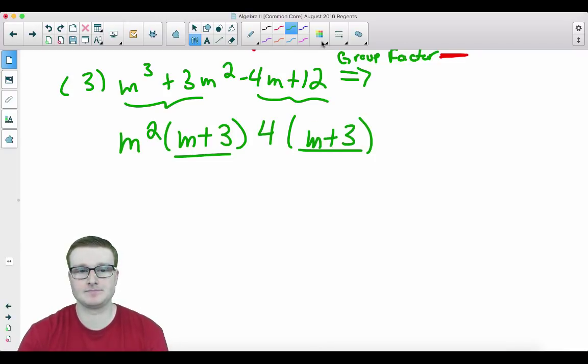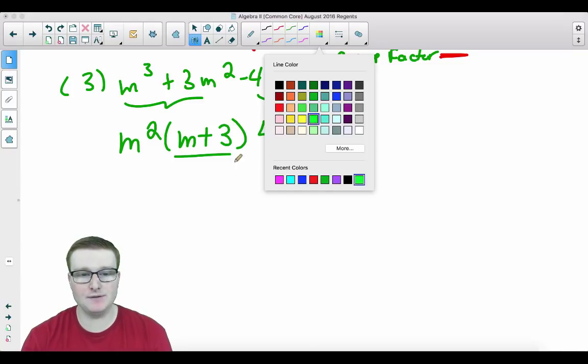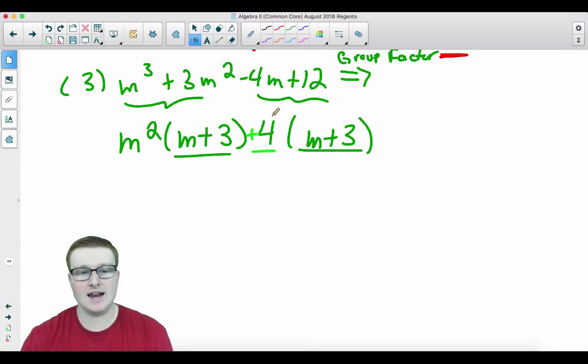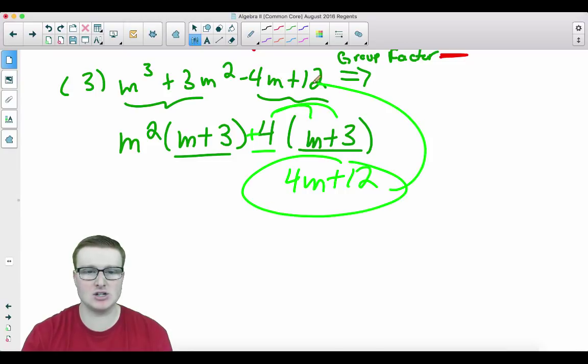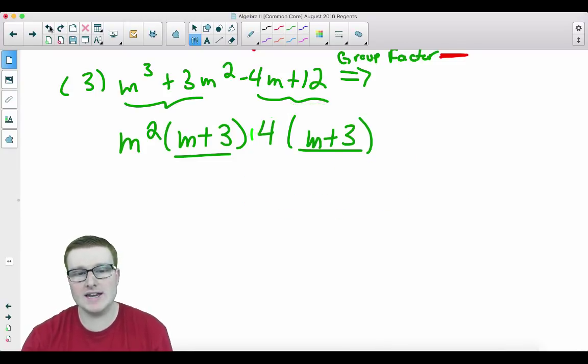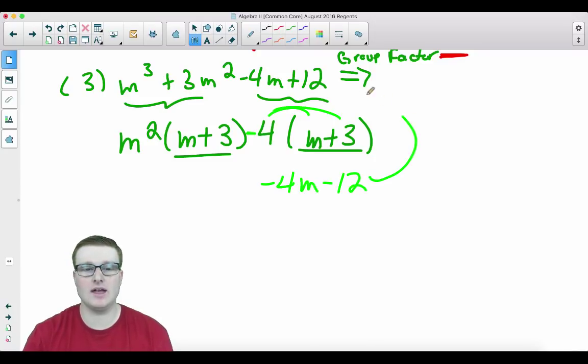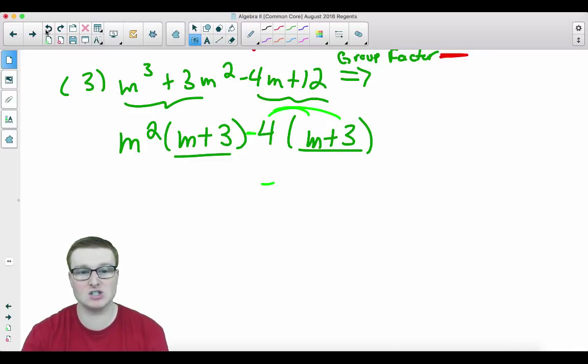Let's make sure. If I make this a positive 4, and I redistribute back in, I should get 4m plus 12, right? If you distribute in that 4. But the problem is it doesn't match this. That's negative 4m plus 12. So that doesn't work. So let's try a negative answer. Let's try negative 4. So we distribute that in. We get negative 4m minus 12. Okay, well that still doesn't match. It's negative 4m plus 12, not negative 4m minus 12.